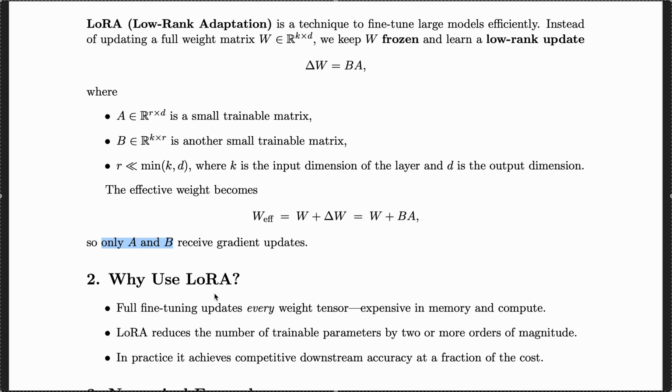Now, why use LoRA? Well, as we discussed, full fine-tuning updates every weight tensor, which is expensive in memory and compute. And so LoRA reduces the number of trainable parameters by 2x at minimum, but usually by a lot more, orders of magnitude. And in practice, it achieves very good accuracy at a fraction of the cost. So think of it this way: when you train a model from scratch, you can't use LoRA, right? Because then you have to train to get all the weights and parameters. You can only use LoRA when you fine-tune a model, like what we're doing right now.